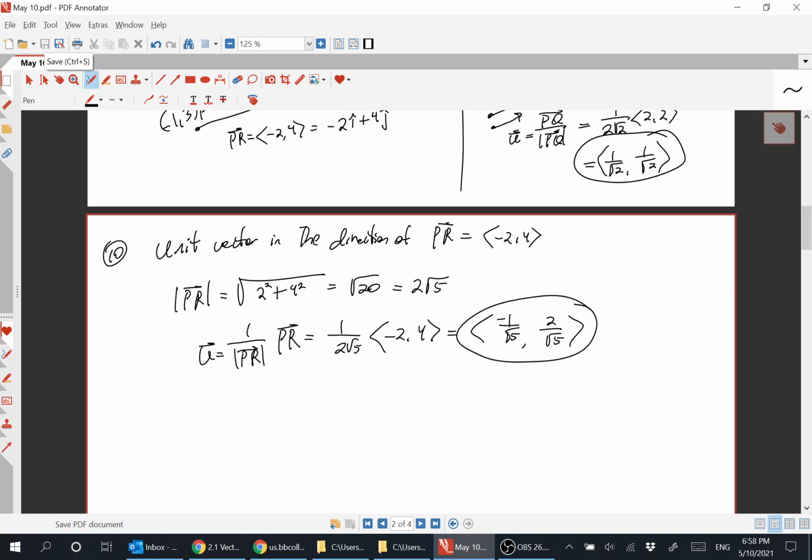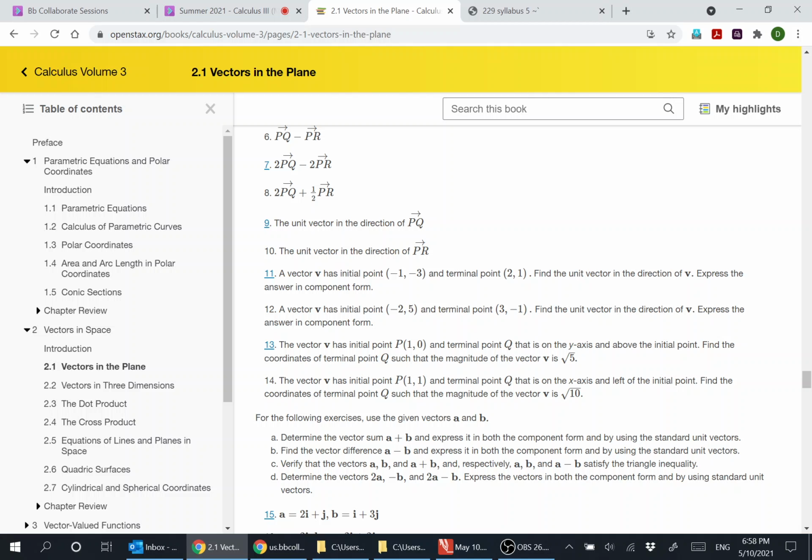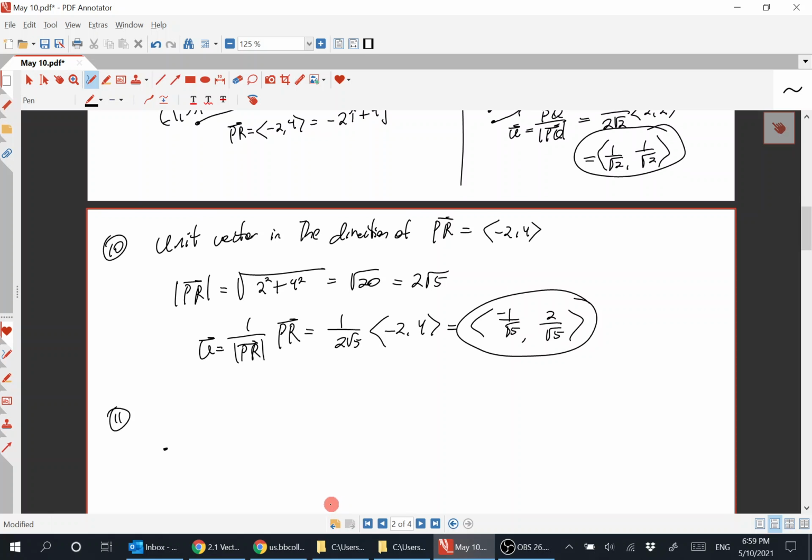Number 11. A vector v has initial point, the tail, (-1, -3), and terminal point (2, 1). That's the head. Same question: find the unit vector in the direction of v, and put the answer in component form. That's just the same thing that we just did. So we've got (-1, -3) and (2, 1).